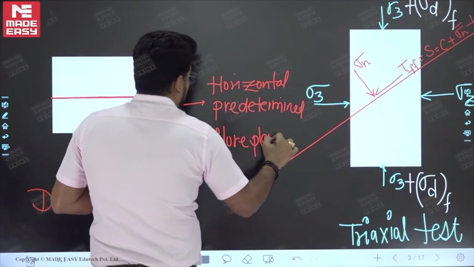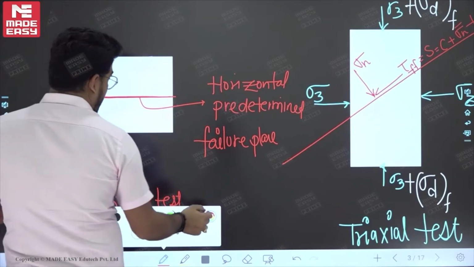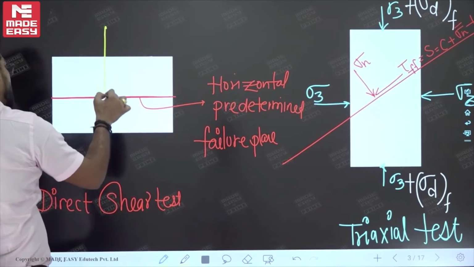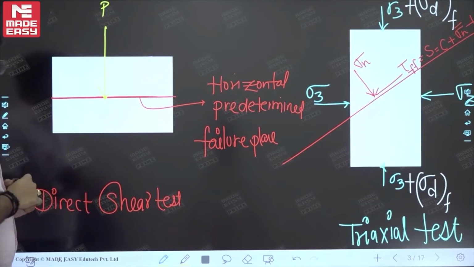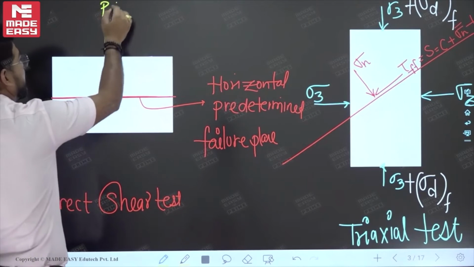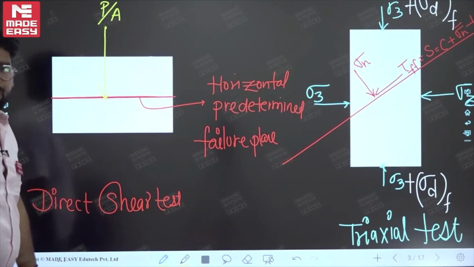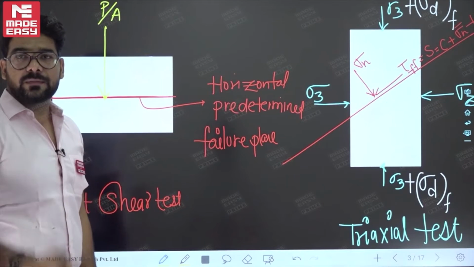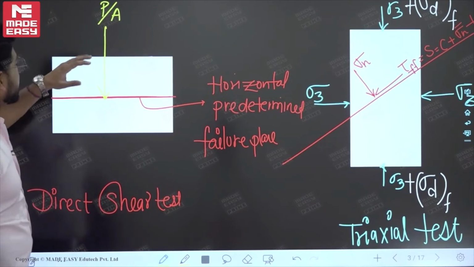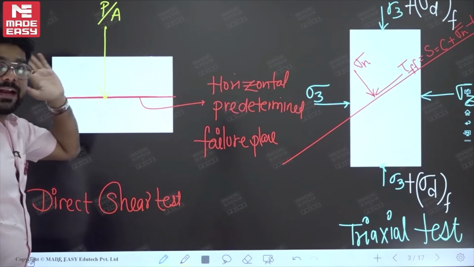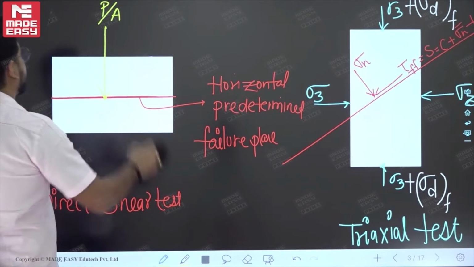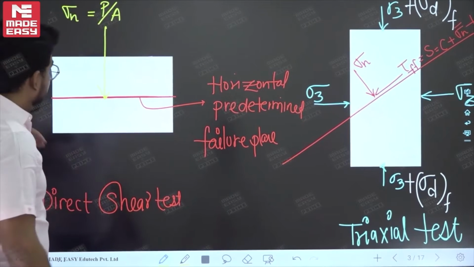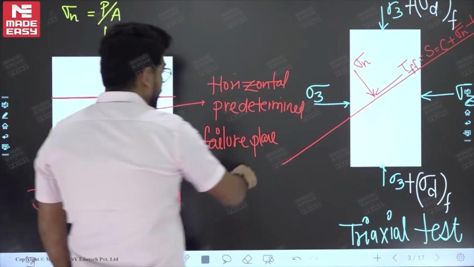Now point to be noted, you can see that on this plane we are applying some pressure. Okay, so from the top we applied the force capital P. Now point to be noted, if that area is A, so we can say P by A is the pressure, and this P by A pressure will be what? Sigma 1 or sigma n? Tell me. So point to be noted that this is the failure plane, and this P by A is acting normal to this failure plane, and that's why this is what? Normal stress.